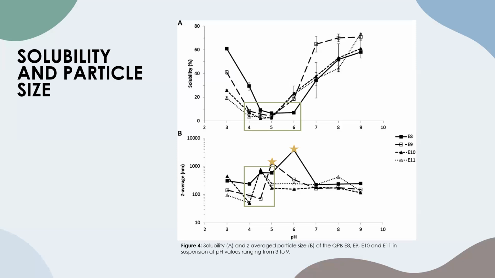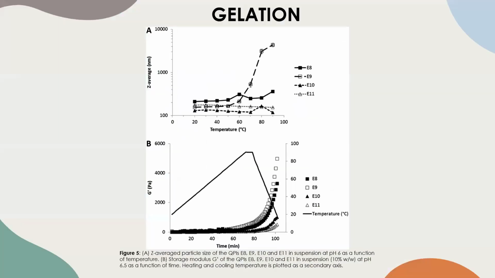So finally, into gelation. The first thing they noticed was that the onset of gelation, or the increase in particle size, really occurred starting around 60 degrees Celsius, but mainly for the 9 and 8 extracted QPI. This increase in particle size aligned with maybe the formation of soluble aggregates, which we know is very key in forming a gel.